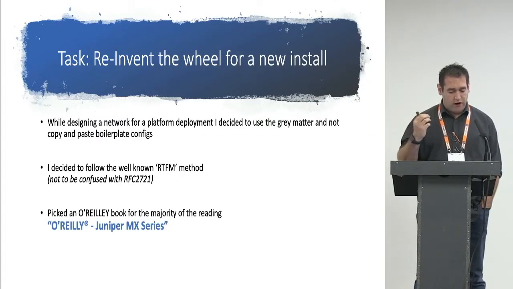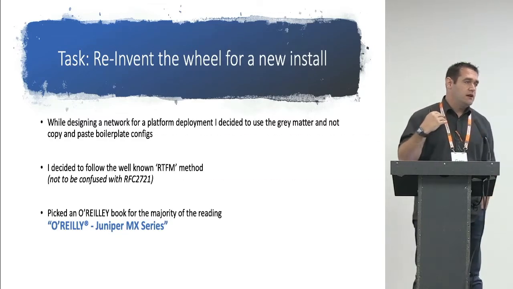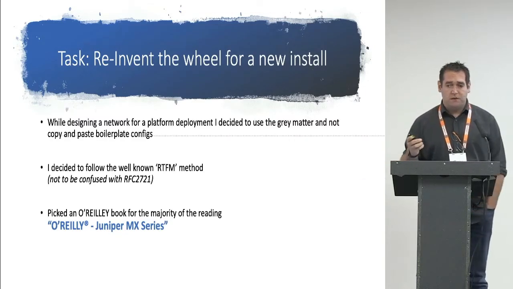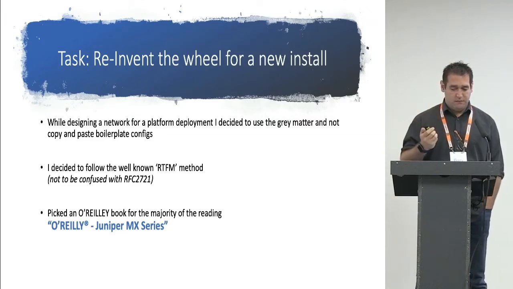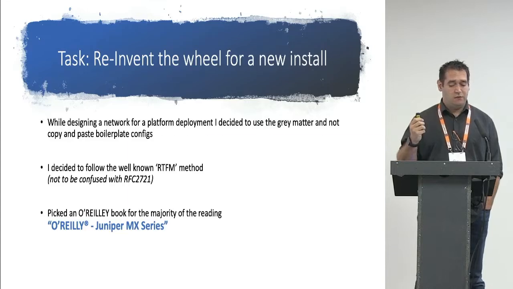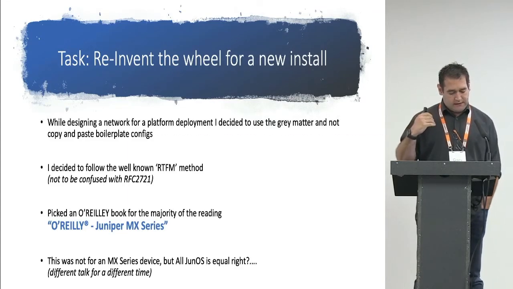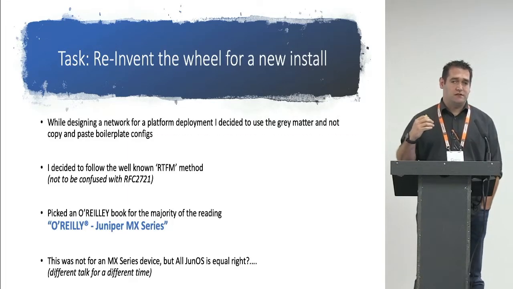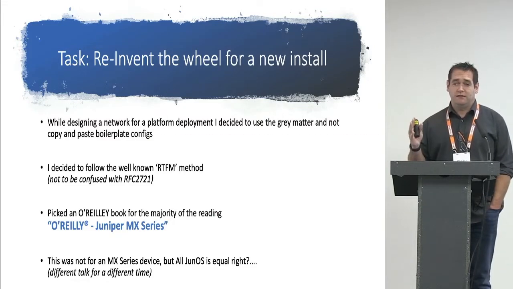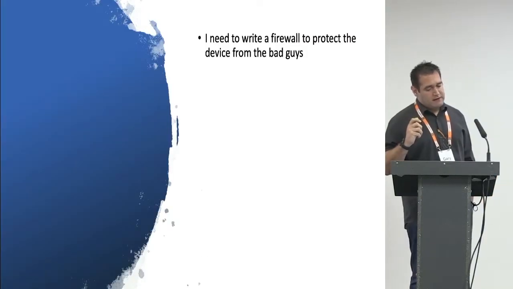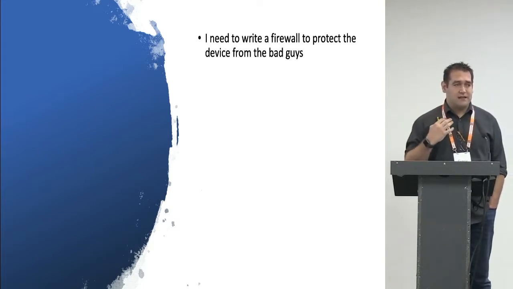I picked the O'Reilly Juniper MX series textbook. It's recommended by Juniper. It's a good read. It's very thick, very heavy. There is an ebook available. I recommend using that because you don't want to be carrying that around. And it wasn't an MX series device I was doing it on, but all Junos is equal, right? That's a different talk. So I need to write a firewall to protect this device.